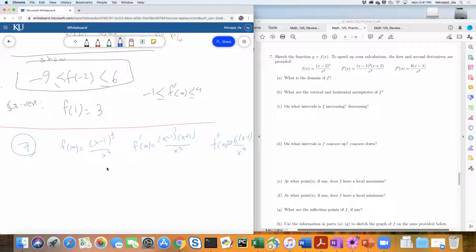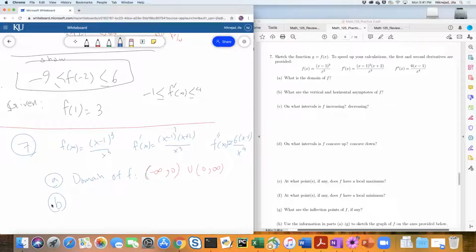And so the next thing is it's asking, what is the domain of f? So I'm looking at this. What x causes trouble for this function? 0. So if I exclude that 0, I should be okay, right? So that's what happens. Instead of negative infinity to infinity, you will have negative infinity to 0 and 0 to infinity.